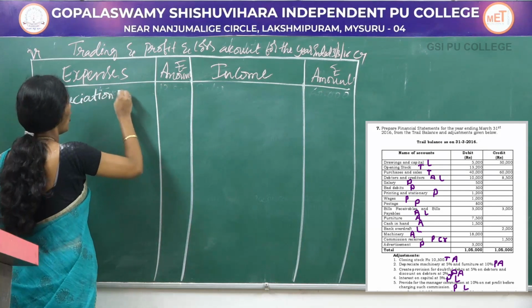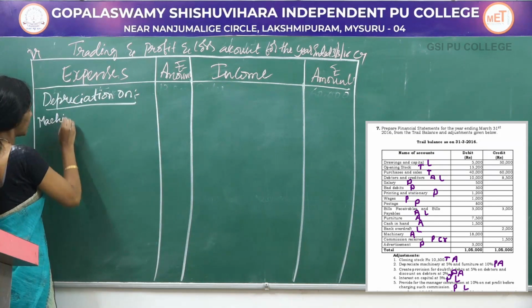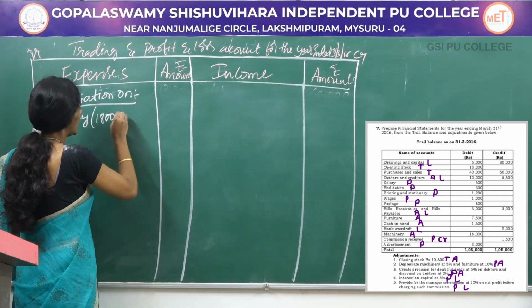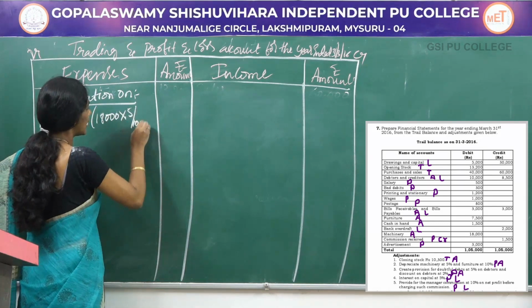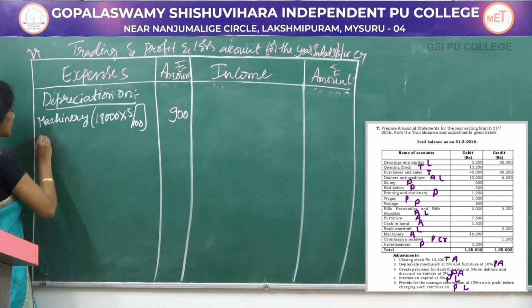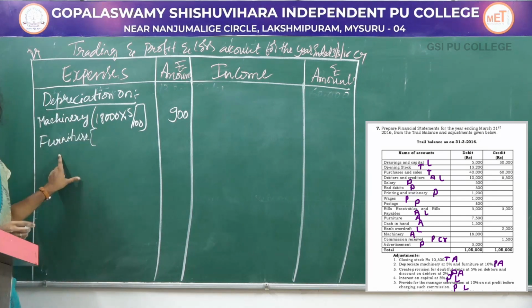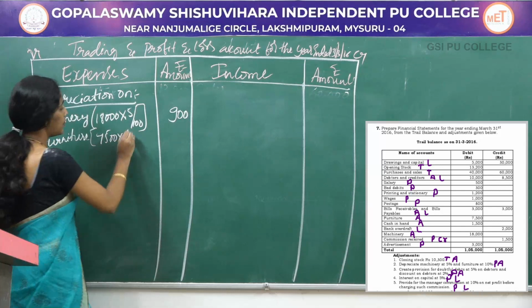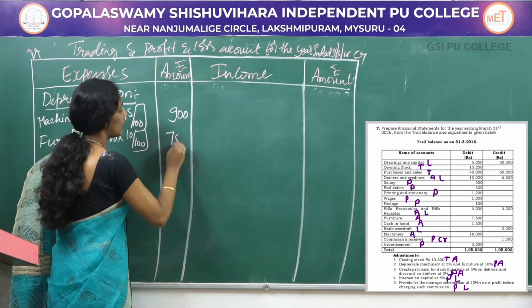Depreciation on machinery. What is the amount of machinery? 18,000 into rate of depreciation is 5%. You will get 900. Next, furniture. What is the amount of furniture? 7,500 into 10%. So you will get 750.